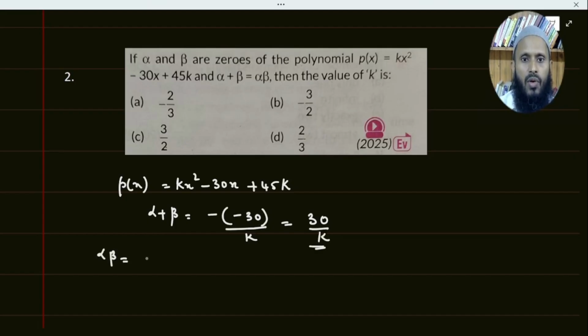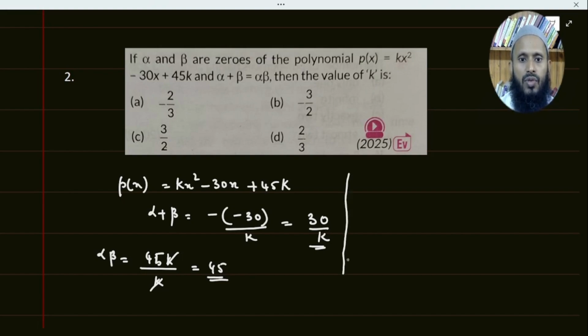Alpha beta equal to constant term. In our case, it is 45k divided by coefficient of x square, which is k. This is equal to 45 itself. K and k will get cancelled. Now we got k, alpha plus beta and alpha beta.